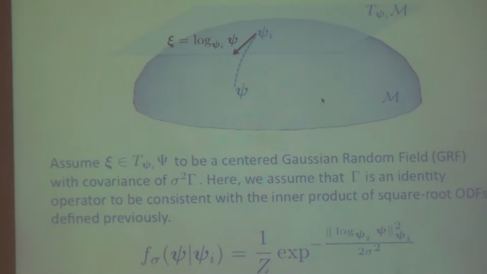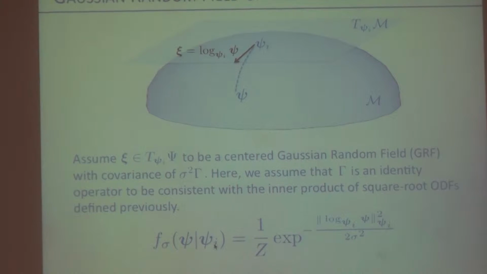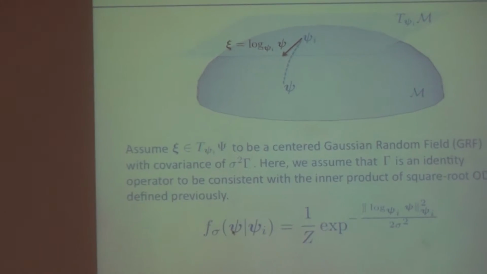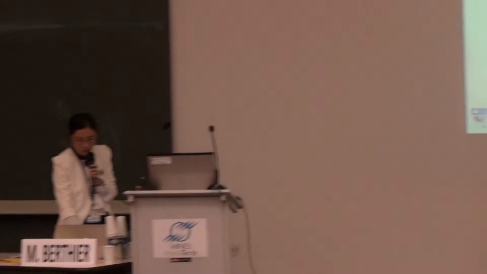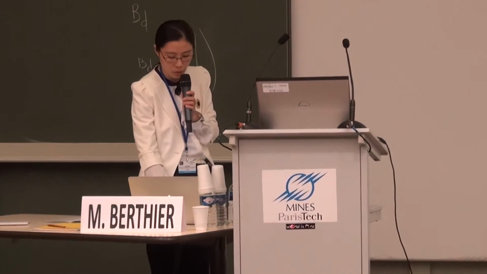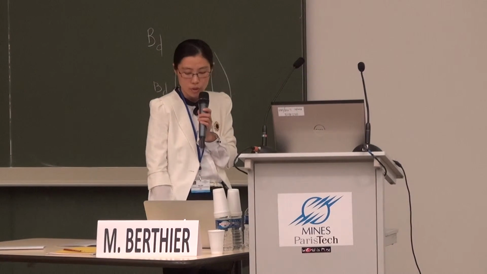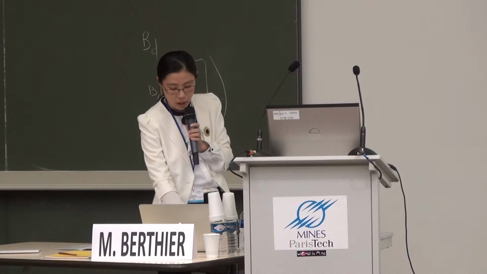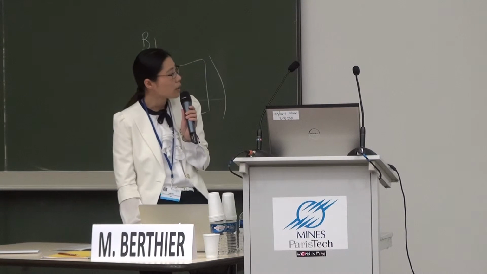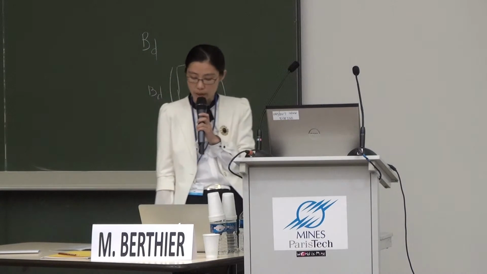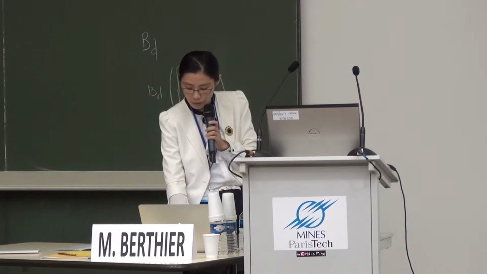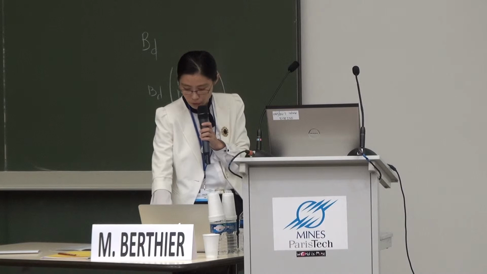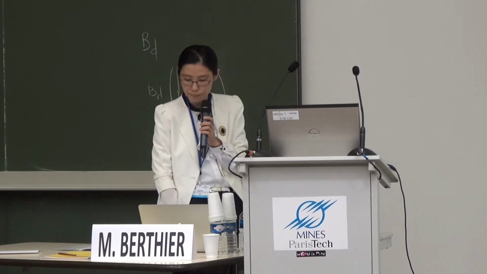So hence, the probability density function for ODF information near the sign I location can be written in the form down here, where Z is the normalization term. And from here is the distance metric we showed you previously.